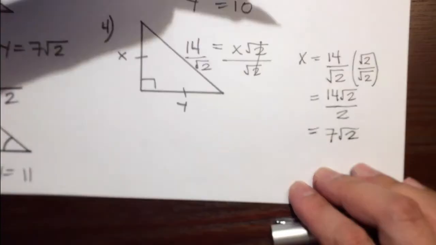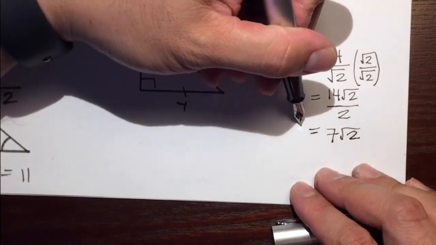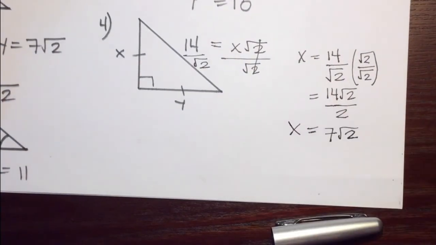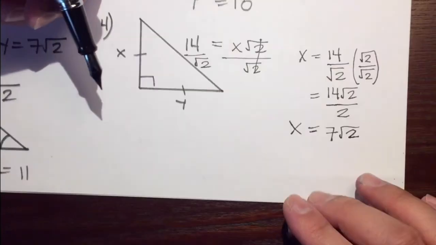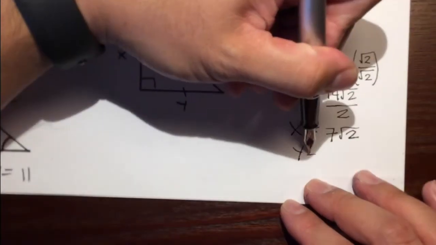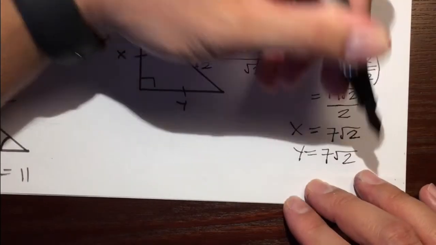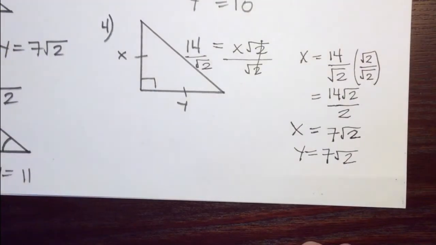My fancy pen isn't working right now. It's running out of ink. So x is by itself, so x is equal to 7 radical 2. And if x equals 7 radical 2 and these two legs are equal because it's isosceles, y is equal to 7 radical 2. So that's the first way to get this fancy problem. The second way is this.